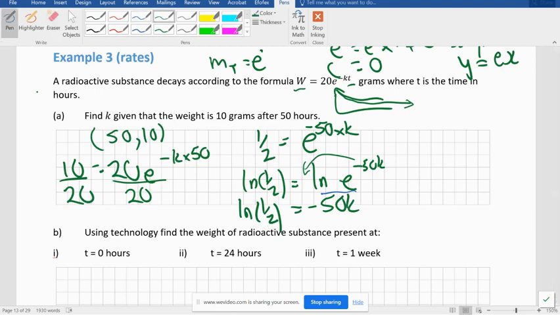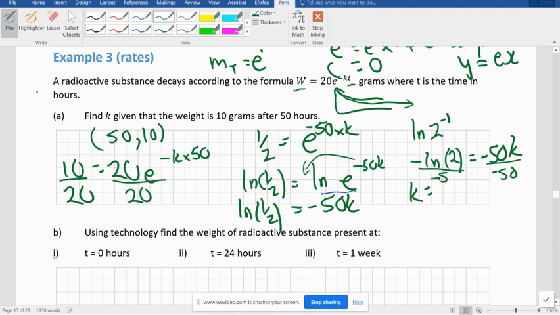Okay, so once I've got that, I've got a negative there. So I might even just be a bit clever and go, look, ln a half is the same as ln 2 to the minus 1, which is actually the same as minus ln 2. Do you see that? Just so that we can actually get rid of the negative, and it'll make it look a bit better. So really, for k, you're going to have a negative divided by a negative. Divide both sides by negative 50, and you'll just get k, the negatives cancel, and you'll get k is equal to 1 on 50 ln 2.